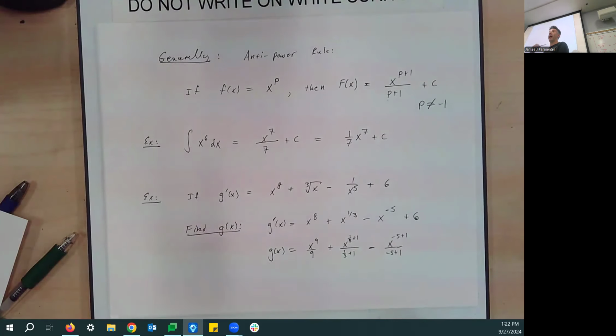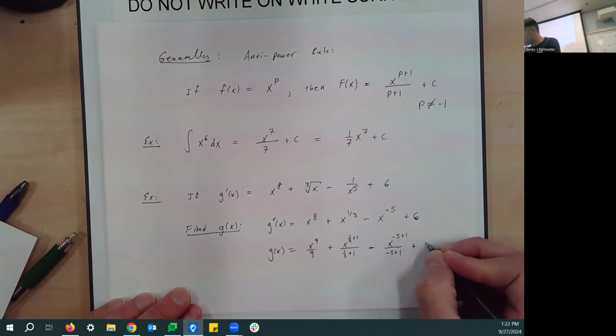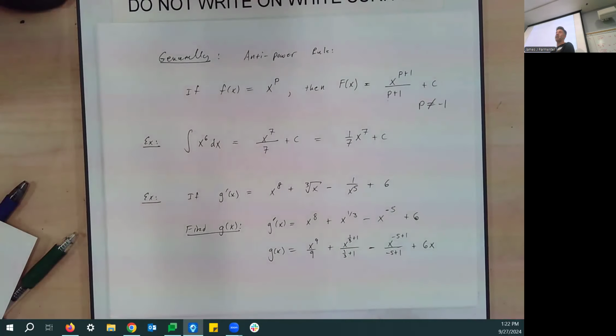Another way you should ask that question, you really should ask yourself, the words I'm actually saying in my head when I ask what's the antiderivative of 6 is: what function has a derivative equal to 6? Oh, 6 times x. Because we know the derivative of a constant times x is just the constant. So whenever you're anti-differentiating a constant, you get that constant times x. And then, of course, plus c.